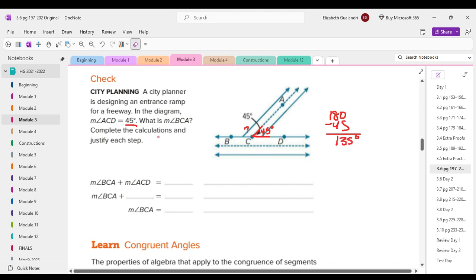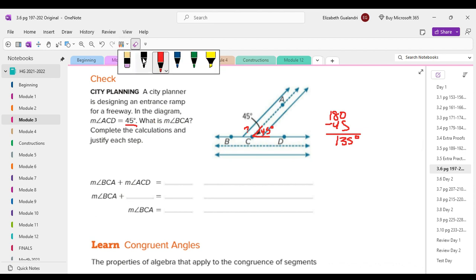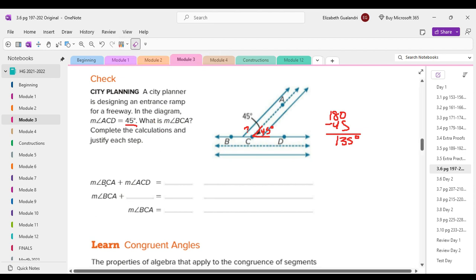But it also says complete the calculations and justify each step. So let's see what they did down here. They said the measure of angle BCA plus the measure of angle ACD is equal to, and we should be able to say in this one, the measure of angle BCD. Yes, measure of angle BCD. And this would be the angle addition postulate. So we can fill that in. That's allowing us just to understand that part plus part is equal to whole.